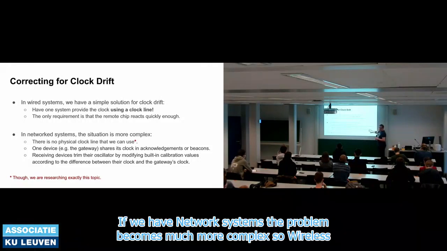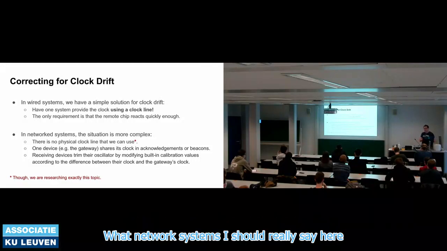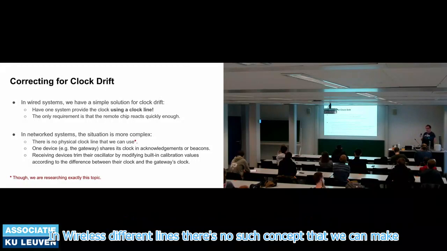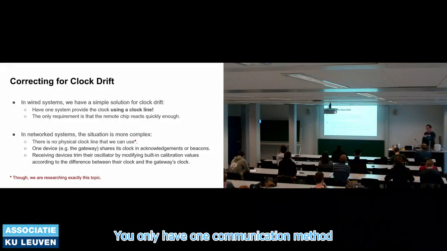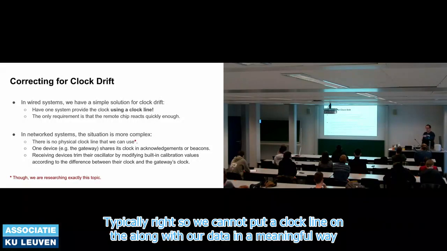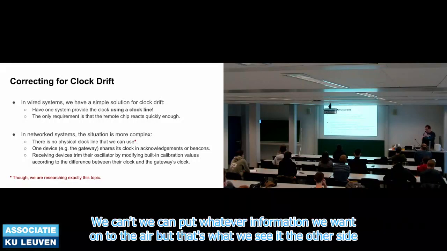If we have network systems, the problem becomes much more complex. So wireless network systems, I should really say here. So you don't have, in wireless, different lines. There's no such concept that we can make. You only have one communication method on one frequency, and we'll keep it simple, on one frequency, typically, right? So we cannot put a clock line on there along with our data in a meaningful way. We can put whatever information we want onto the air, but that's what we see at the other side.